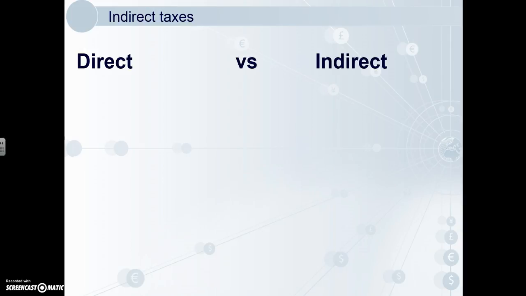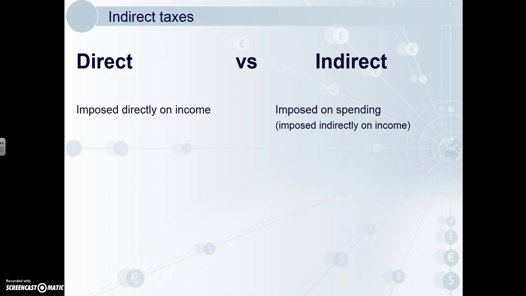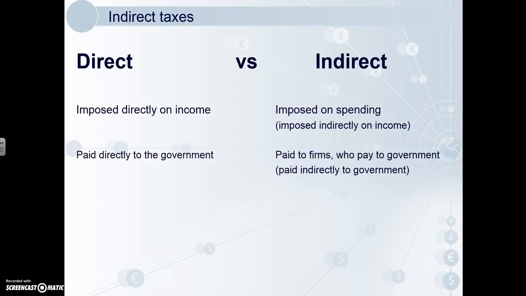Direct taxes are imposed directly on income, whereas indirect taxes are imposed indirectly on income. Indirect taxes are on consumption. However, since you need income in the first place in order to consume, they are imposed indirectly on income. Direct taxes also go directly to the government. When I get paid, I don't even get to see the portion that is paid in tax. It just goes directly to the tax office.